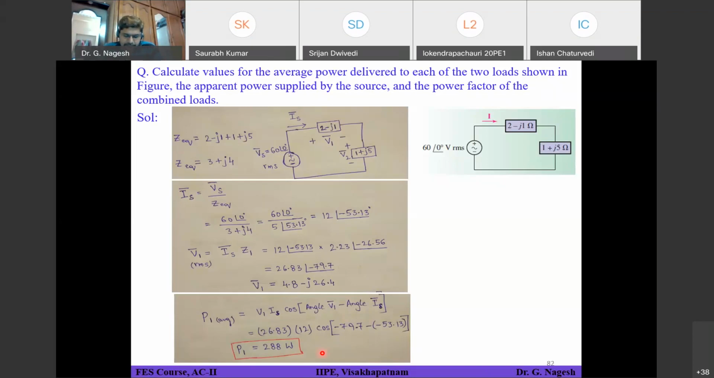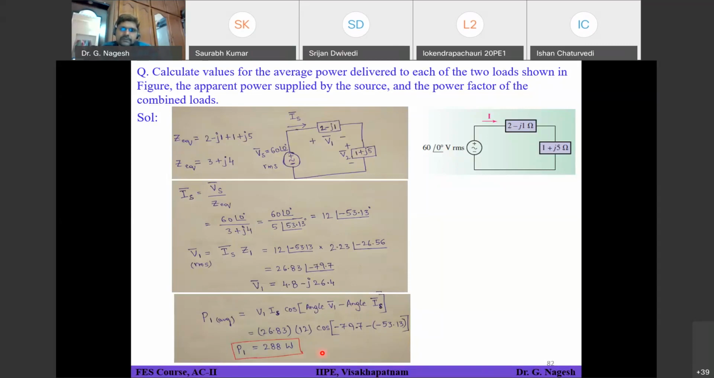Did anyone calculate P2? Sir, V2 is 61.2, angle 25.56. Sir, 144 watts. Okay, so the average power P2 is 144 watts. Someone is saying 144 watts.